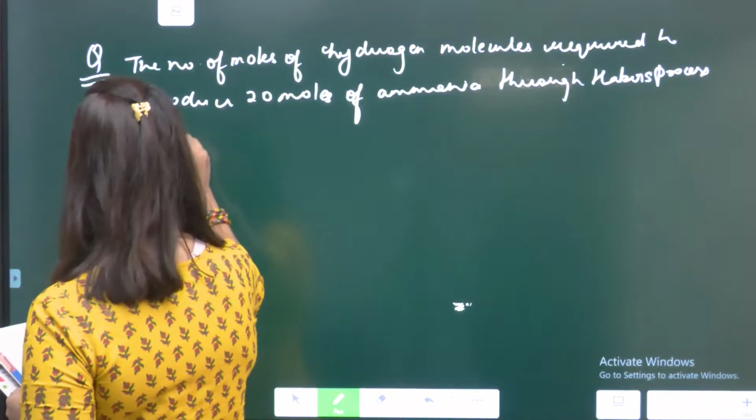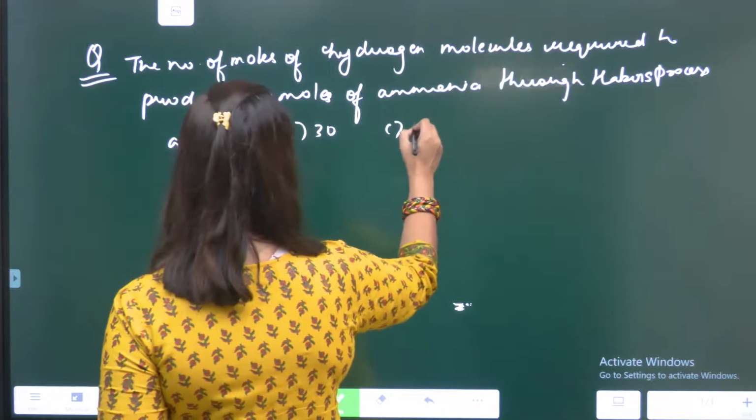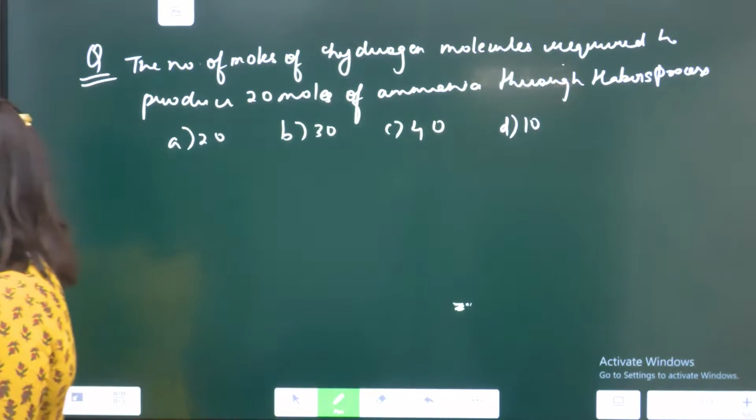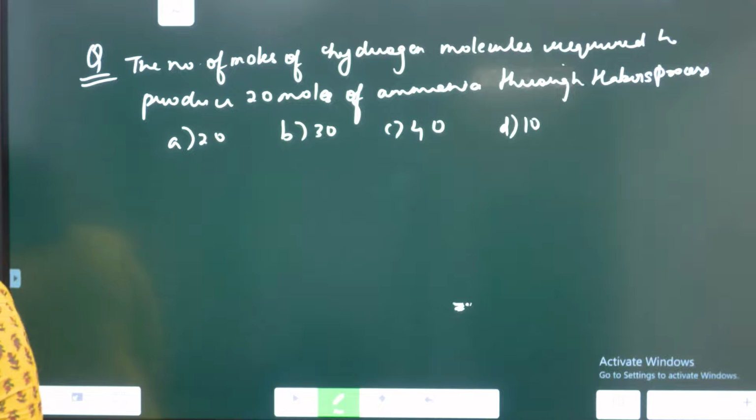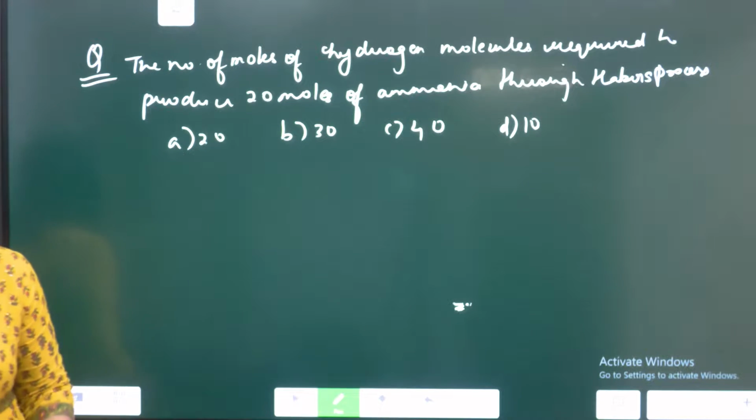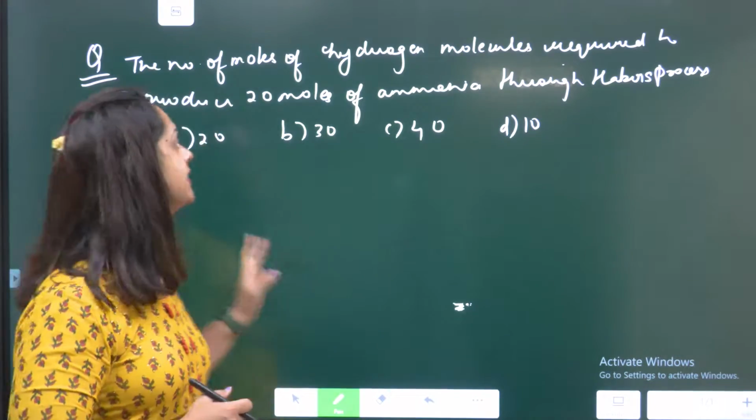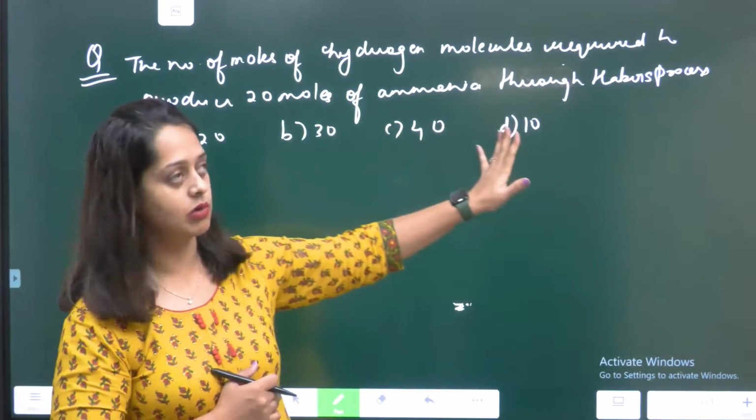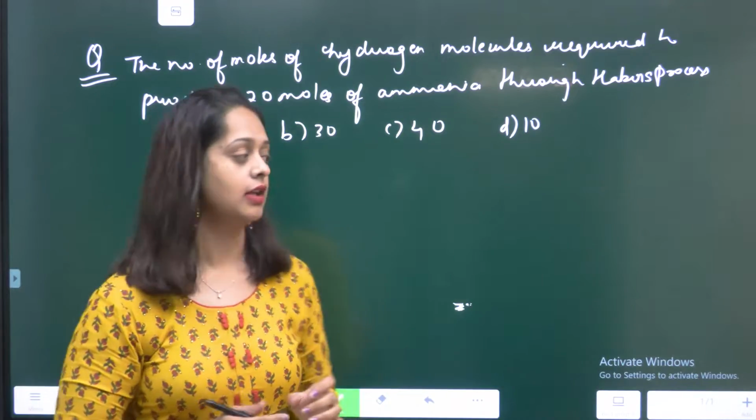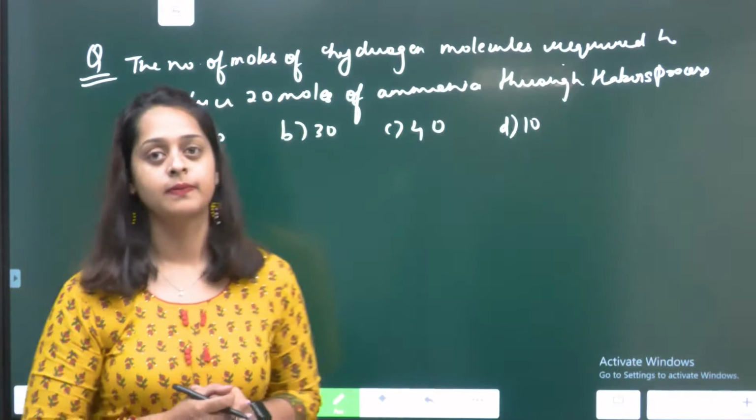And your options are given as 20, 30, 40 and 10. Who can solve this question for me? The question is visible to everyone. The question says the number of moles of hydrogen molecules required to produce 20 moles of ammonia through Haber's process. So in order to solve this question, first thing I should know is what Haber's process is.